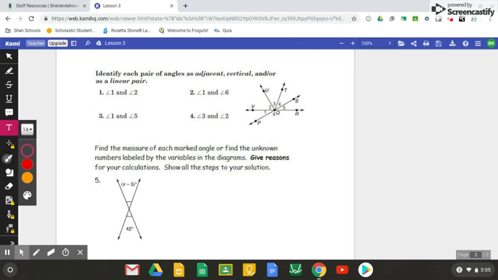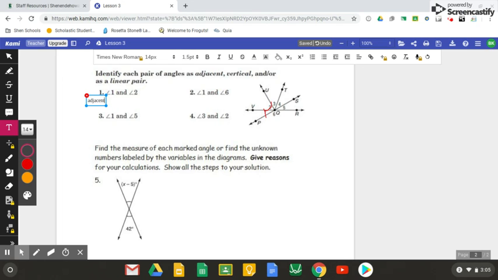Find angle 1 and 2. There's 1. There's 2. What are those? Are they adjacent? Yes, they are. Adjacent. Are they vertical? Nope. Linear pair? They don't add to 180, so nope.